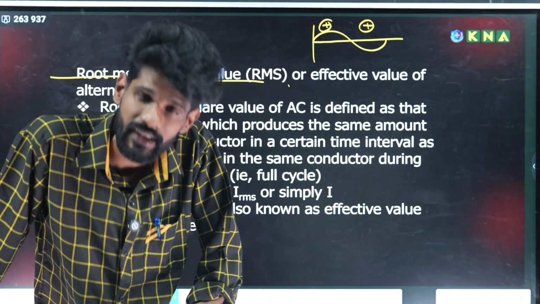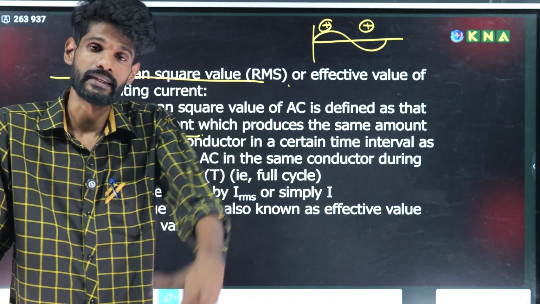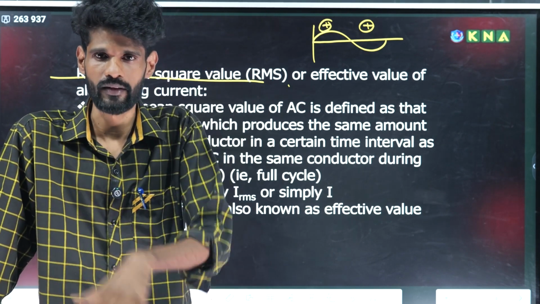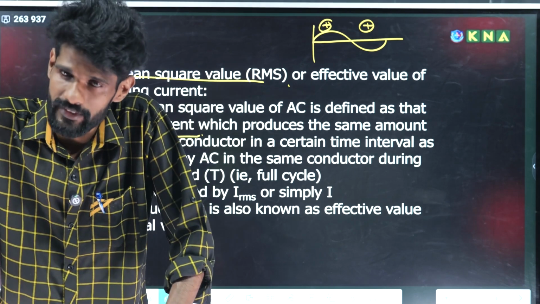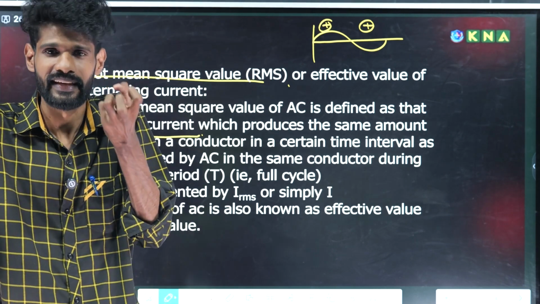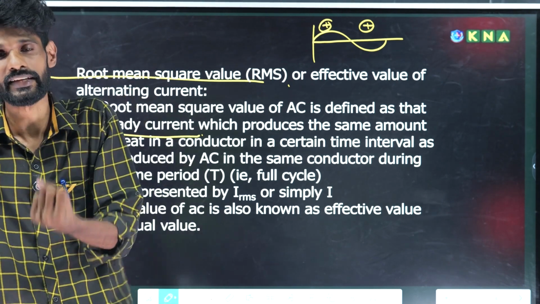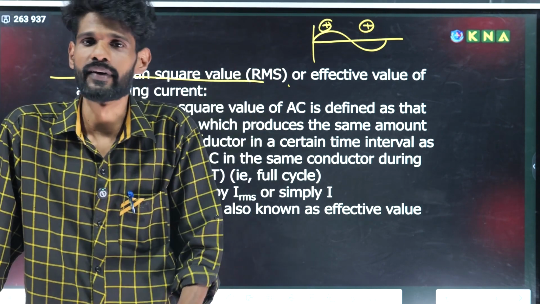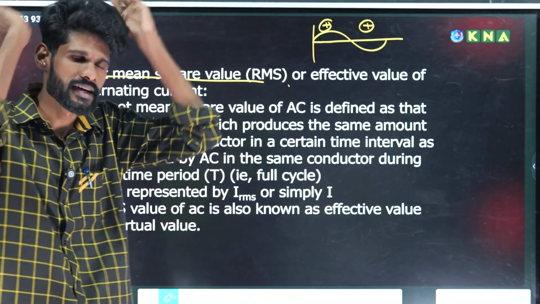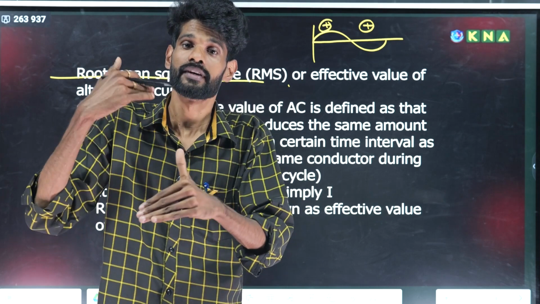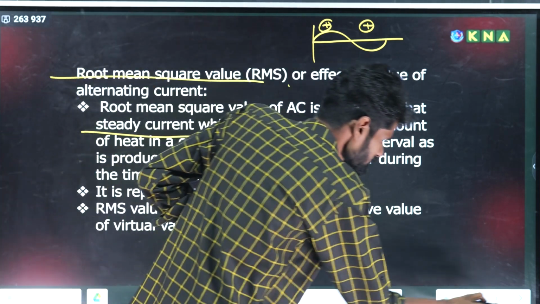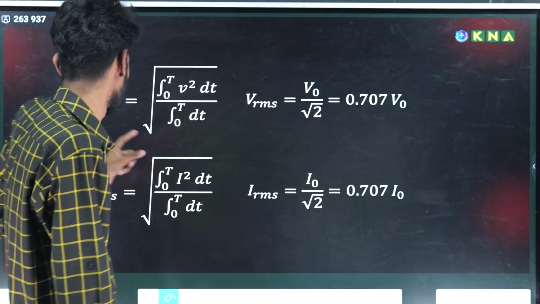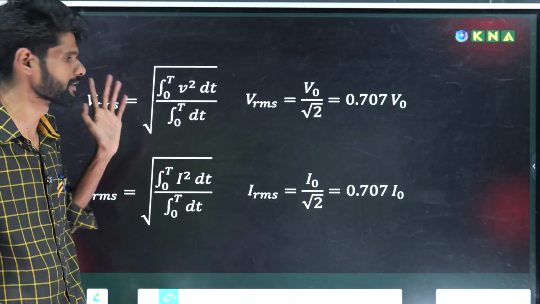We represent the AC quantity in terms of DC. Suppose the RMS value of AC is equal to 20 volt. That means 20 volt DC produces the same effect that is produced by the given AC quantity. So we can represent the AC in terms of DC. So that is the RMS value of AC. Now there is also a mathematical method to find the RMS value.